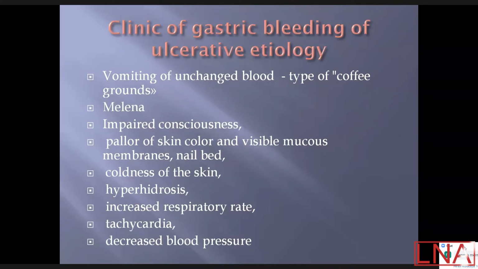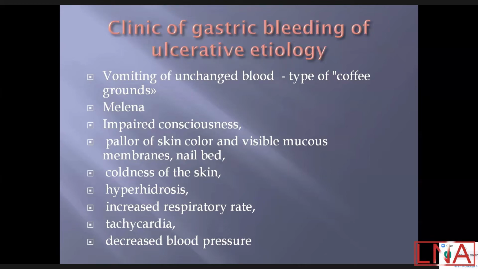Clinical symptoms of bleeding. Clinical manifestations of bleeding from the gastrointestinal tract are, in a gray or separate way, vomiting of blood and melena. Vomiting of unchanged blood of scarlet or dark cherry color.